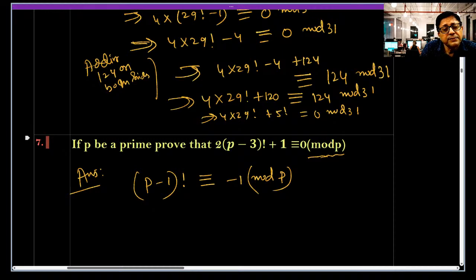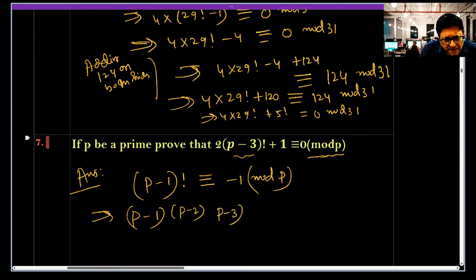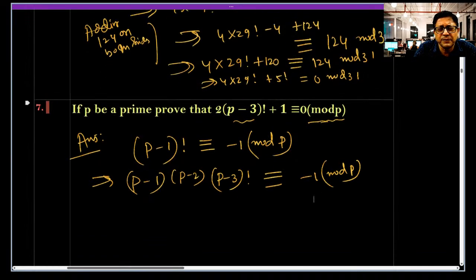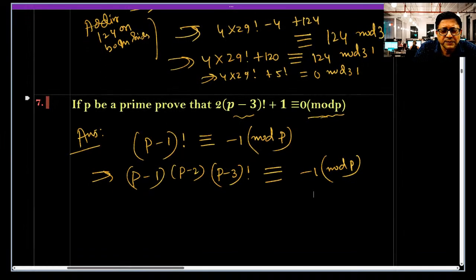You can write this: (p minus 1) factorial is congruent with minus 1 mod p. Now like previous sums, go on expanding it. How long? We need till p minus 3, congruent with minus 1 mod p. Am I correct?